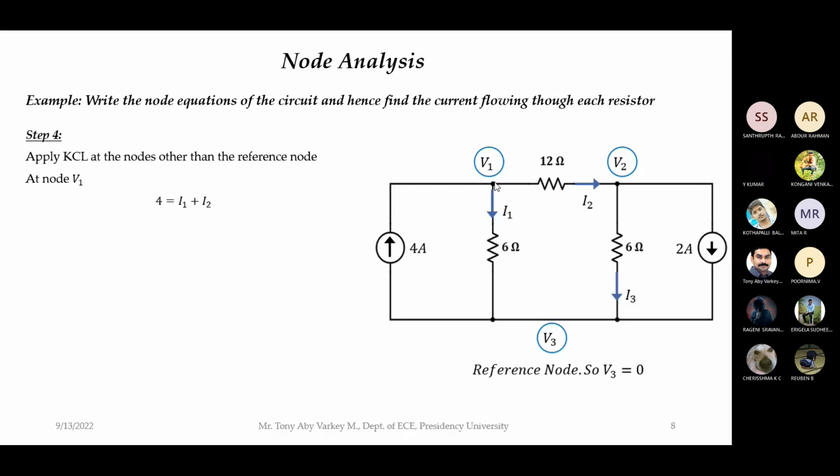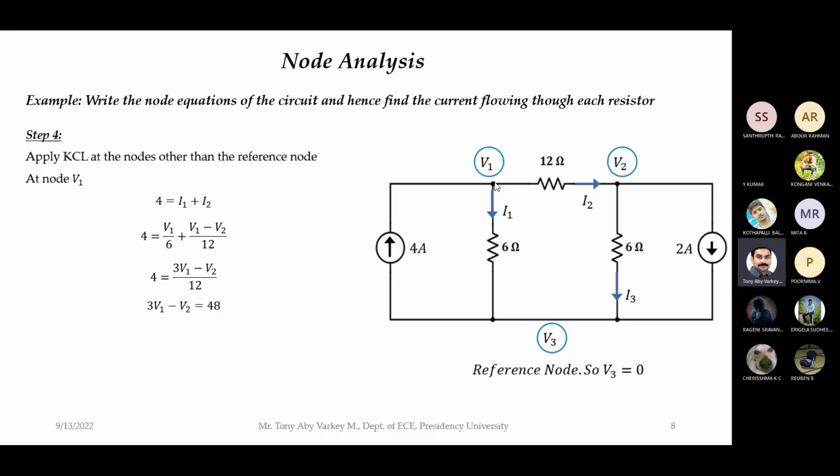What is I2? V1 minus V2 by 12. So I am substituting that. You understood? 4 is equal to V1 by 6 plus V1 minus V2 by 12. Now I will take the LCM and I will get one equation. Clear? Okay, so this is what is known as the first node equation. Is it clear? Taking the LCM and all, I will get it like this.